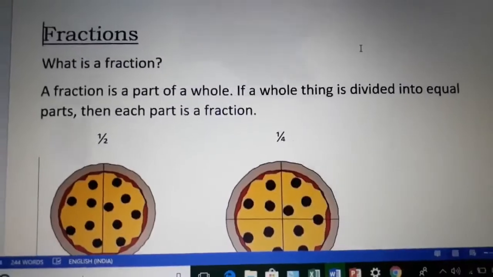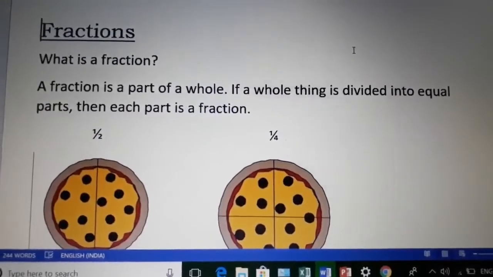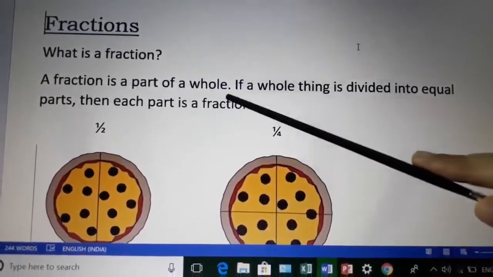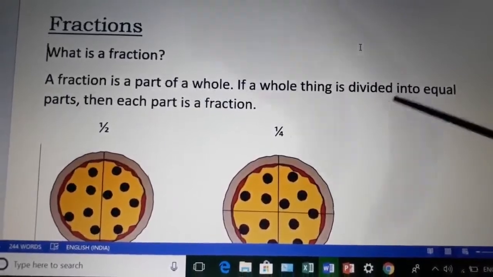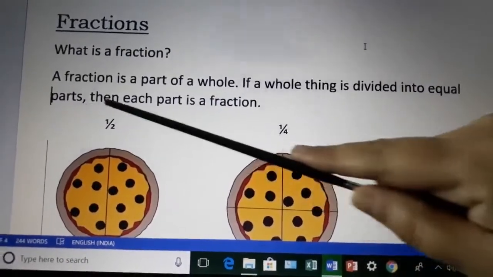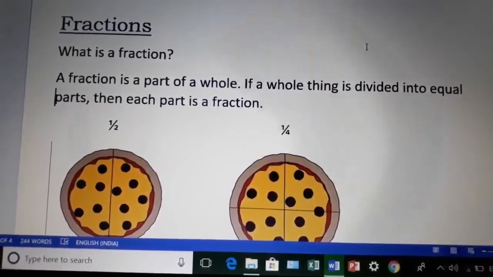Now let us understand first what is a fraction. A fraction is a part of a whole. If a whole thing is divided into equal parts, then each part is a fraction.